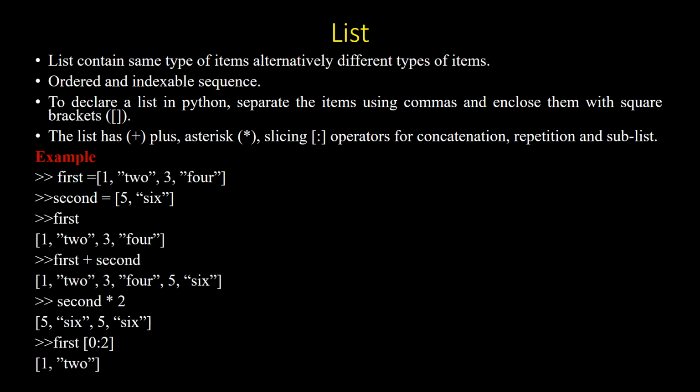The next one is the asterisk. Now I am going for the repetition. The repetition means I am going to repeat the second list 2 times. The second list contains 5 comma 6, so 5 comma 6, 5 comma 6, repeated 2 times. Then another example: in the first list I am going to display 0 colon 2. That is, 2 items from the list will be displayed, the 1 and the 2.